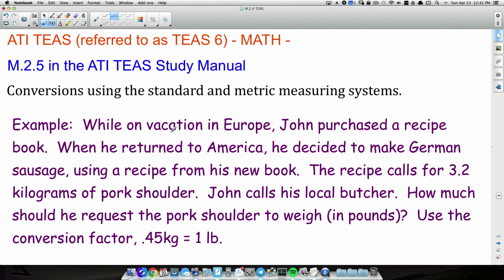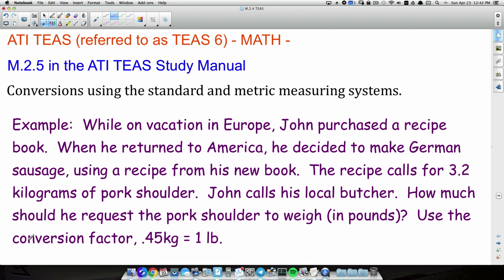I've mentioned that not a lot of places use something other than the metric system. In America, we kind of mix it up. You can get a 2 liter of Coke and a gallon of milk from the same grocery store. But for the most part, in America, we're used to the standard measuring system, not the metric measuring system. So for example, while on vacation in Europe, John purchased a recipe book. When he returned to America, he decided to make German sausage using a recipe from his new book. The recipe calls for 3.2 kilograms of pork shoulder. John calls his local butcher. How much should he request the pork shoulder to weigh in pounds? Because he's back in America.